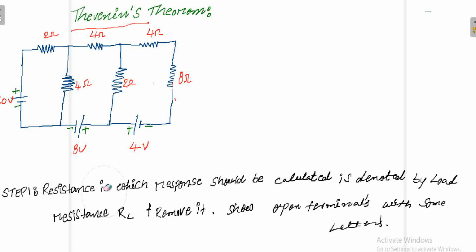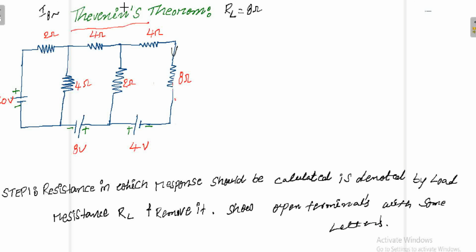The resistance in which the response should be calculated is denoted by a load resistance RL. So according to step 1, Thevenin's theorem says, mark the place where you want to find the response. I want to find the current in this 8 ohms. So just denote that resistance as the load resistance RL. RL equals what value? 8 ohms.